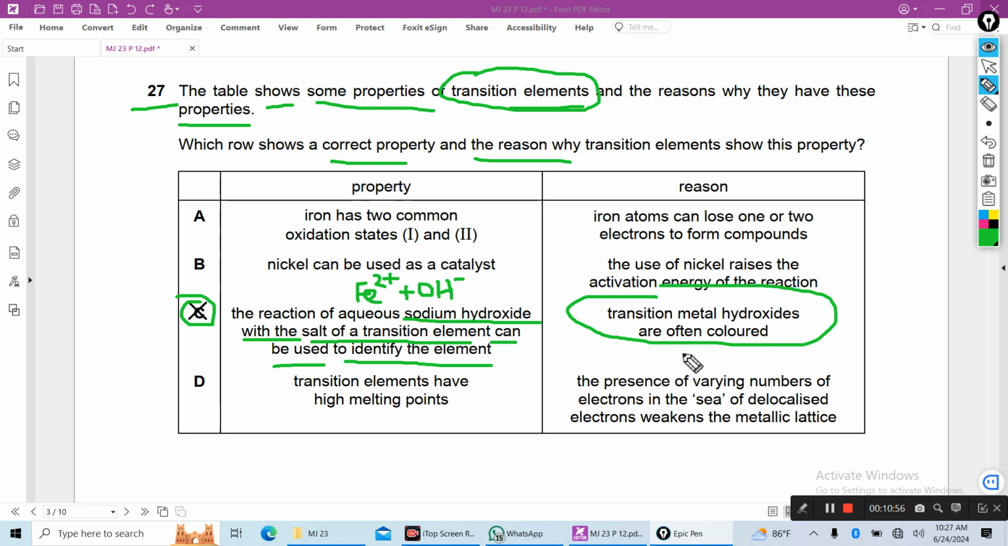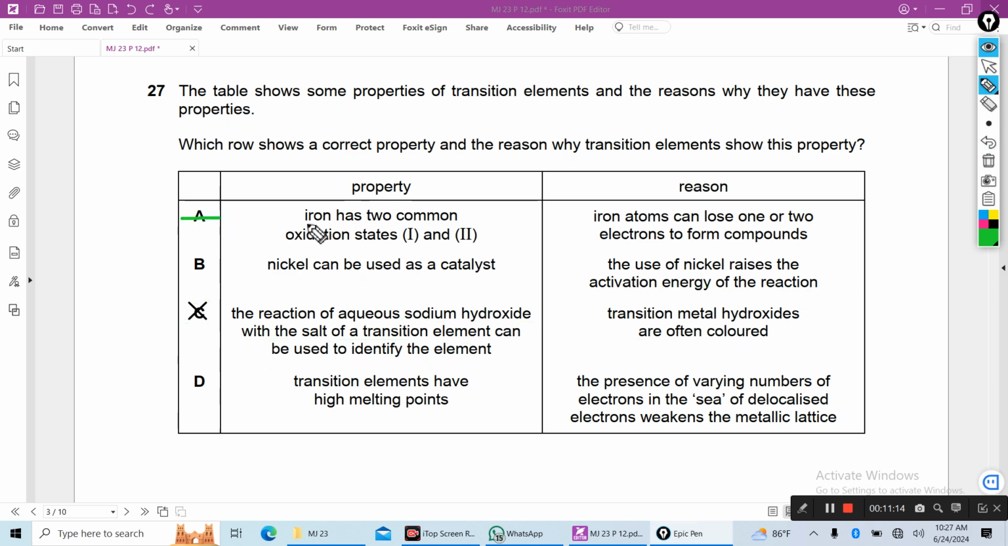Transition metal hydroxides are often colored, say iron 2 hydroxide green, iron 3 hydroxide red-brown, copper 2 hydroxide blue. So transition metal hydroxides are colored. C is the right answer.